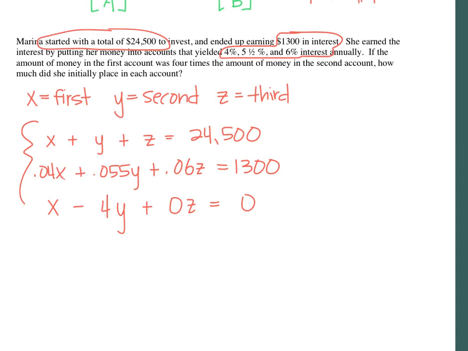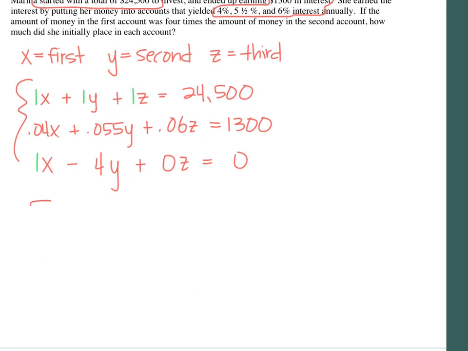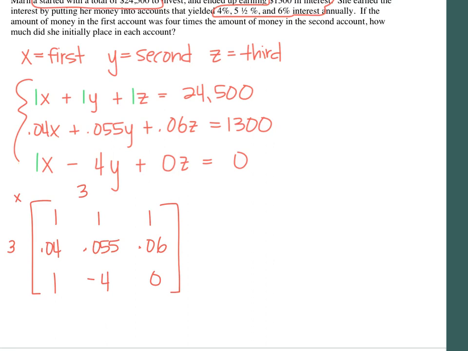Okay? All right, now we're ready to set up our matrices, and I'm going to add 1s in front of the variables that don't currently have a coefficient, and I'm going to set up my coefficient matrix. So 1, 1, 1 is the top line, 0.04, 0.055, and 0.06, and then 1, -4, and 0. This again is a square matrix. This is a 3 by 3 matrix altogether, and this is going to be matrix A in my calculator.